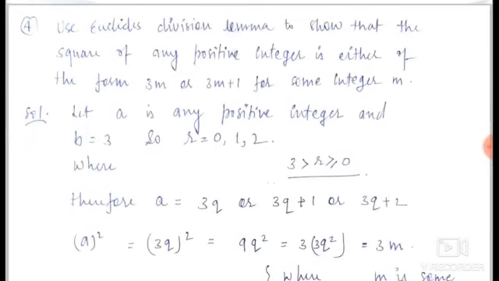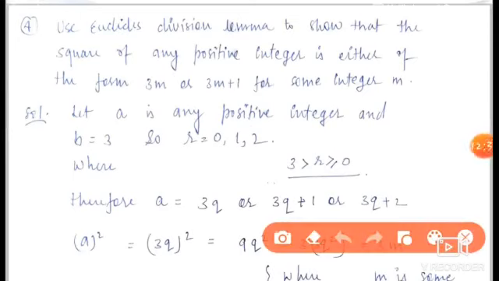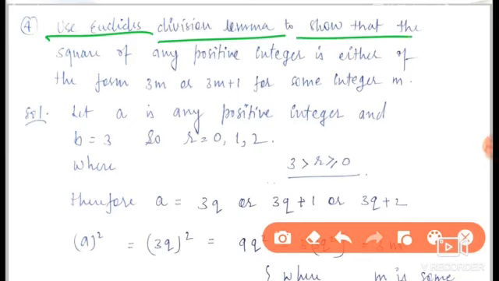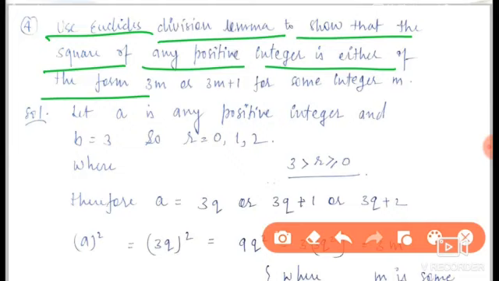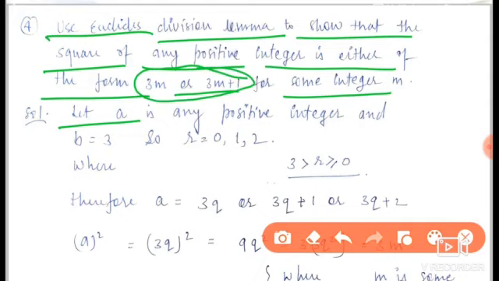Now the next question, question number 4. Use Euclid's division lemma to show that the square of any positive integer is either of the form 3m or 3m plus 1 for some integer m. Now come to the solution. We need to show the square of any positive integer is of the form 3m or 3m plus 1 for some integer m.